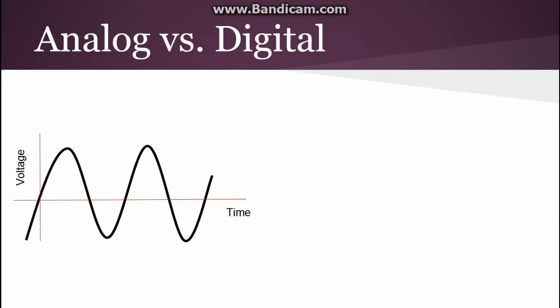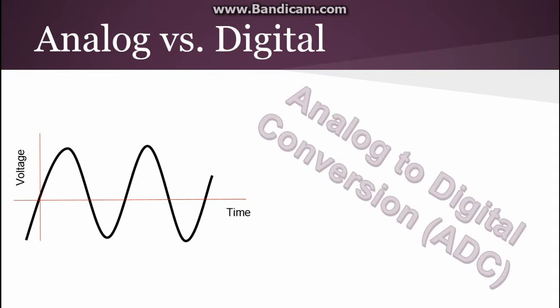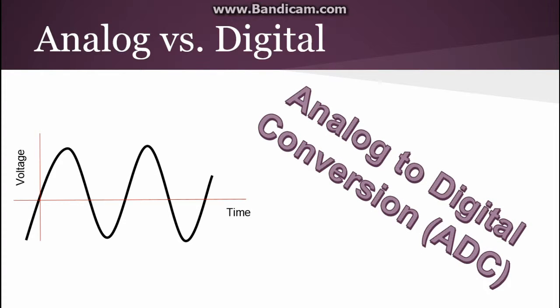The temperature in the room doesn't go up in steps of 1 degree Fahrenheit, but rather its changes are smooth, like this graph. In order to work with the outside world, computers must have a way of converting analog signals to digital ones so it can understand the signal. This process is done using an analog to digital converter, or ADC.